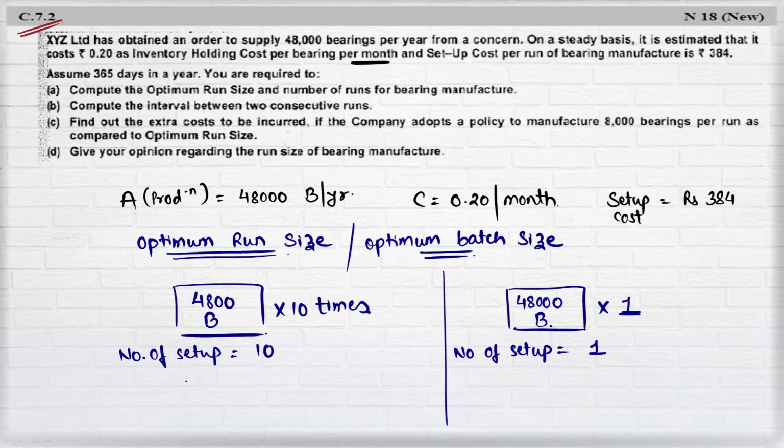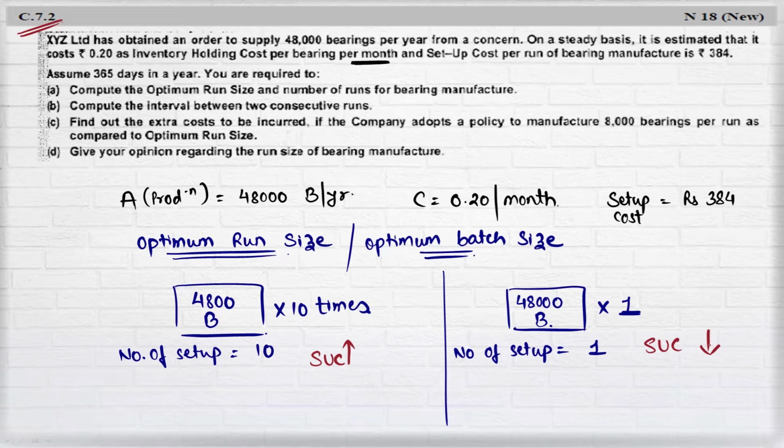Do you understand? Here the setup cost is higher. How many setups are you doing? 10. Here the setup cost is lower. But try to understand, here the setup cost is lower, but I'll tell you only one thing.